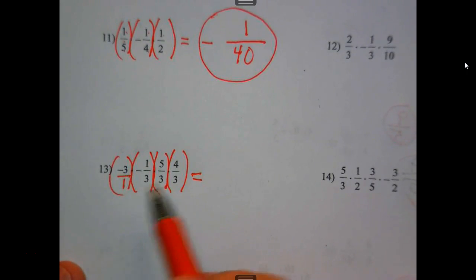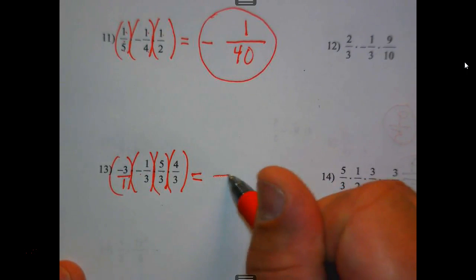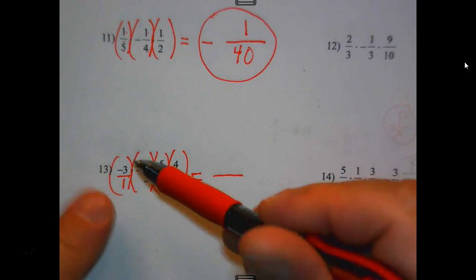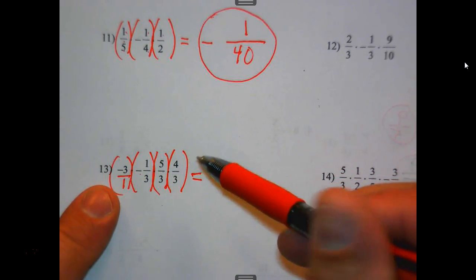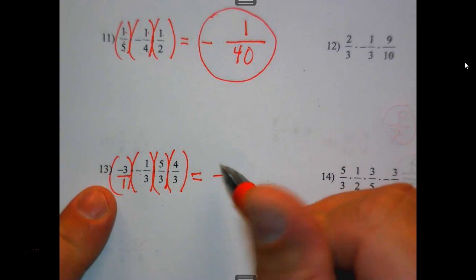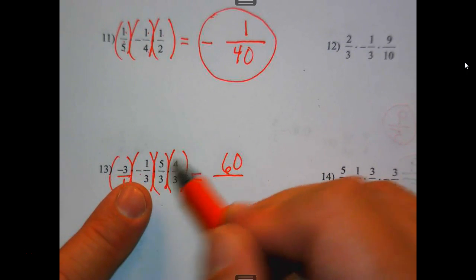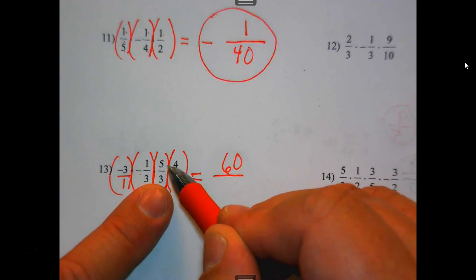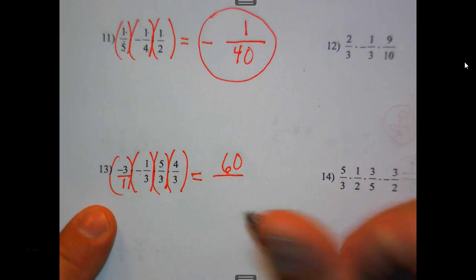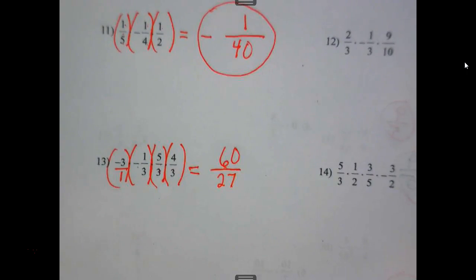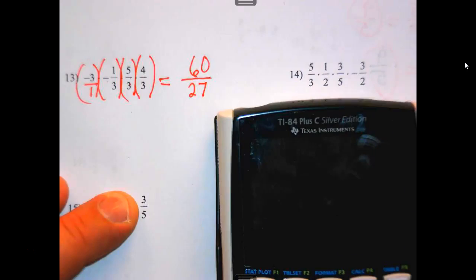Okay, so I got a negative times a negative is a positive times a positive times a positive is positive, so I don't have to worry about the sign. Negative 3 times negative 1 is positive 3 times 5 is 15, times 4 is 60. 3 times 3 is 9, times 3 is 27. Now, you can simplify this, or calculator.